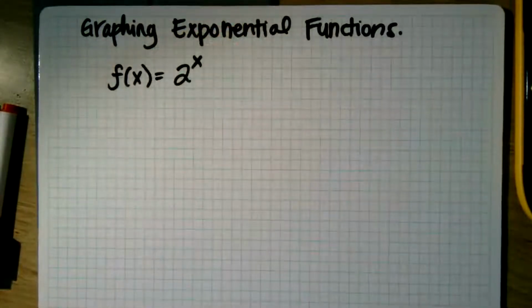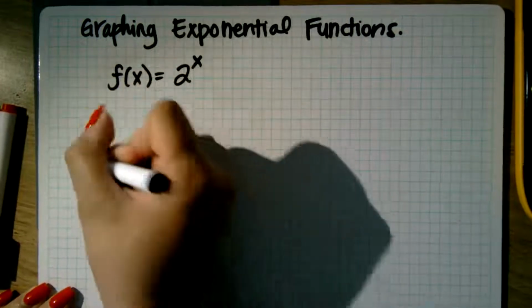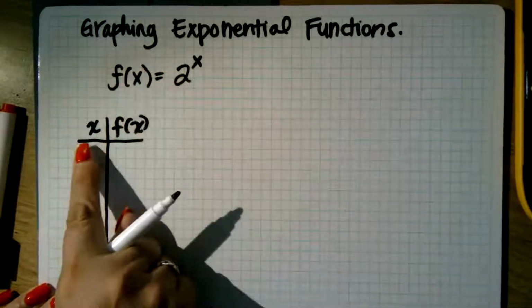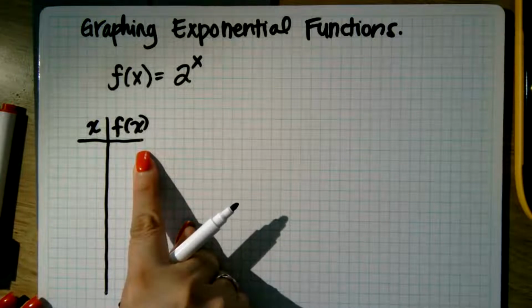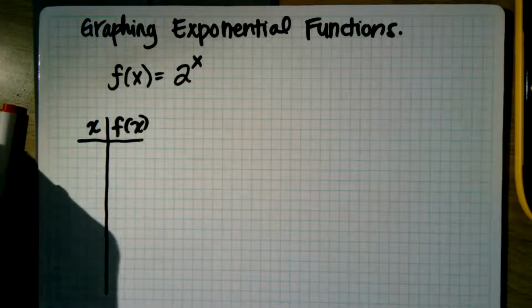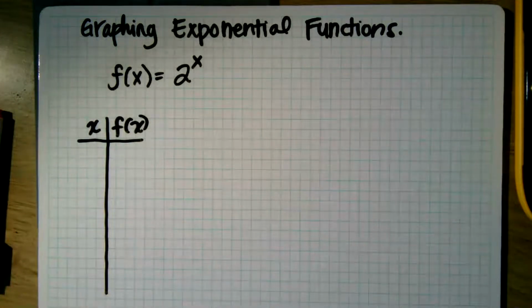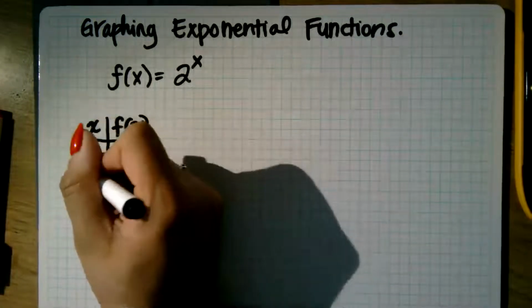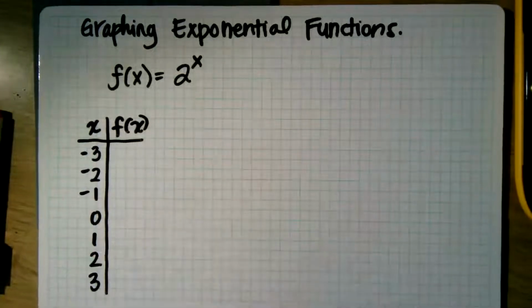So in order for me to do this function, I'm going to start off with a table of values. So remember, my left is always my inputs. X is the variable associated with inputs. F of x is my outputs, so that's always on the right. I'm going to look for a couple of values to see how this graph looks. I'm going to start with -3, -2, -1, 0, 1, 2, and 3.